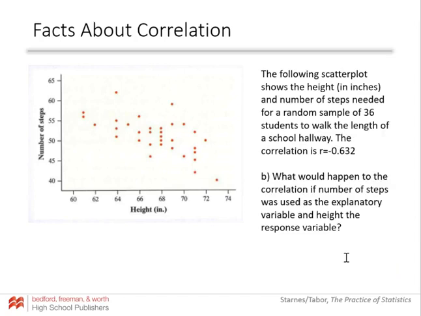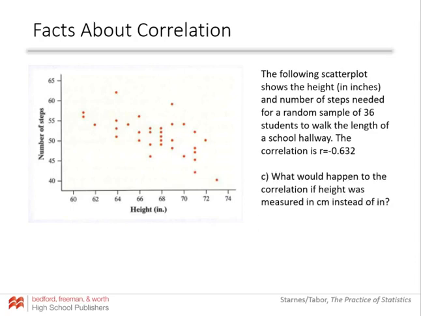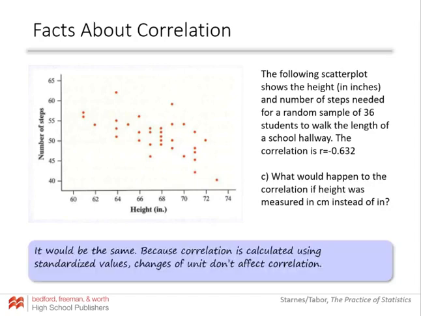What would happen to the correlation if we use number of steps as the explanatory variable and height as the response variable? Nothing, all right, because changing the order that we multiply numbers doesn't matter, so there is no distinction between explanatory and response variables. And then the last question, what would happen to the correlation if height was measured in centimeters instead of inches? Nothing, because again, we're using standardized values, so changing the unit does not change correlation.